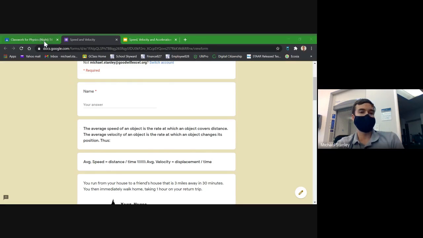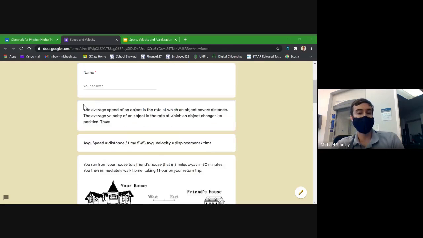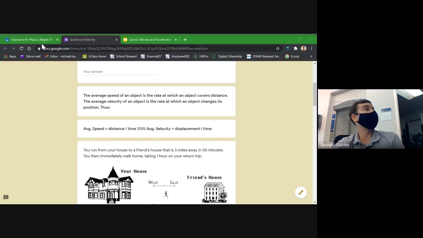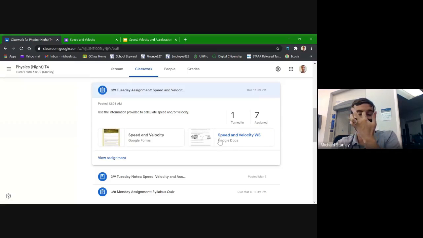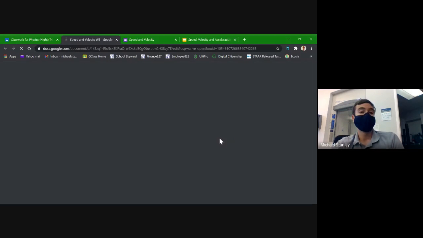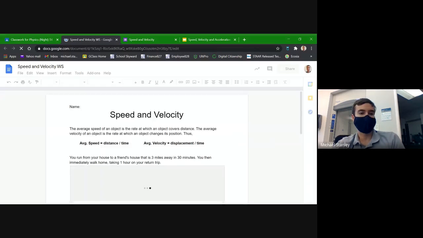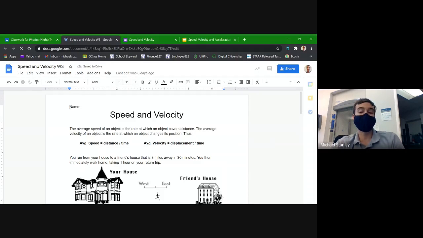So I give you the two options because some people like doing the homework on the Google Form like this. But other people, that doesn't work as well for them, and they still like doing it on Google Doc like this. So that's the exact same homework with the exact same information and questions. It's just presented in a different way in order to make it easier. But you only have to pick one and do whichever one works best for you. Okay, thank you. No problem.